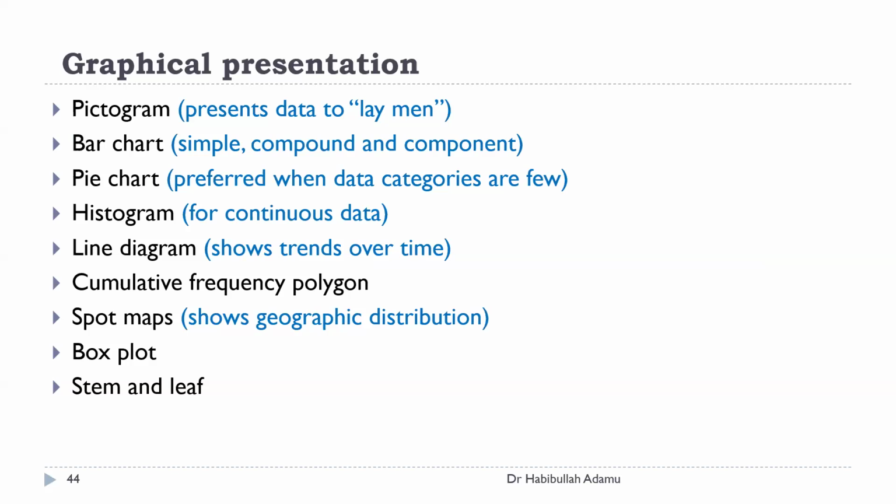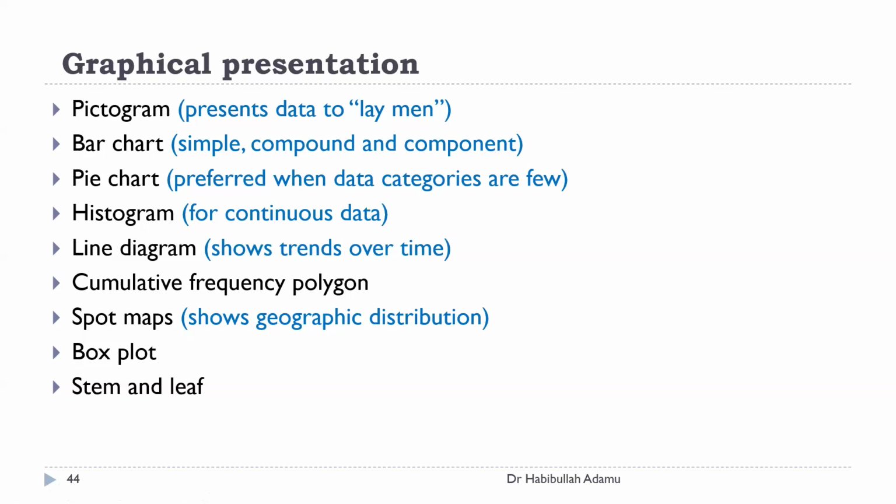Pie charts, if the categories are few, you can use pie chart. But if the categories are many, maybe you have up to 7 categories and so on, please don't use pie chart, because all the segments are going to be so narrow. Sometimes even the data label, you will not have space to input it. So as much as possible, once the categories are many, let's say more than 3, preferably use bar chart. Histogram for continuous data such as age, weight, and so on.